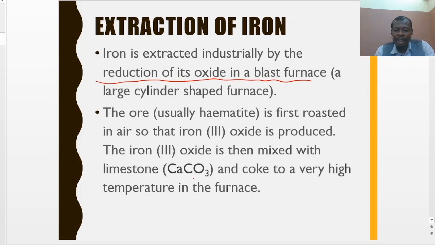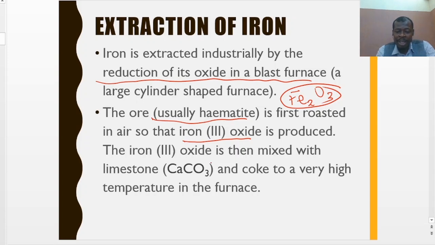The ore usually is the hematite, the prominent ore of iron, which is Fe2O3. The hematite is roasted in air so that iron 3 oxide is produced. That's one of the very first things that is done before the main extraction in the blast furnace. So the very first thing is the roasting of the hematite in air, which leads to the formation of the iron 3 oxide itself. So we have this component produced while the iron ore is heated in air.